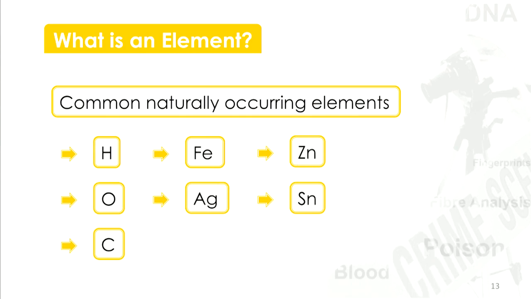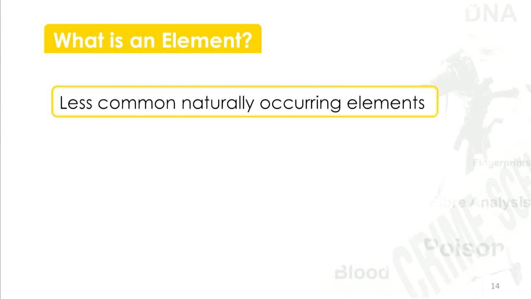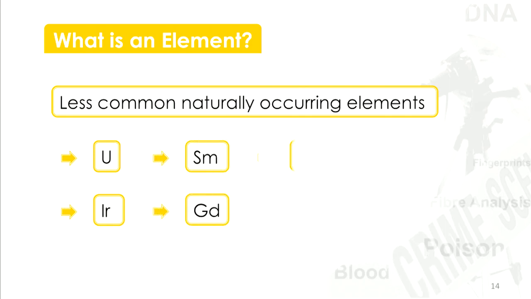And then there are more exotic elements which we don't come across in our normal lives, like uranium. There's one we've heard of. Many more that most people have never heard of, like iridium, samarium, gadolinium, krypton, antimony, and so on. These elements are the basic building blocks for all the materials around us.